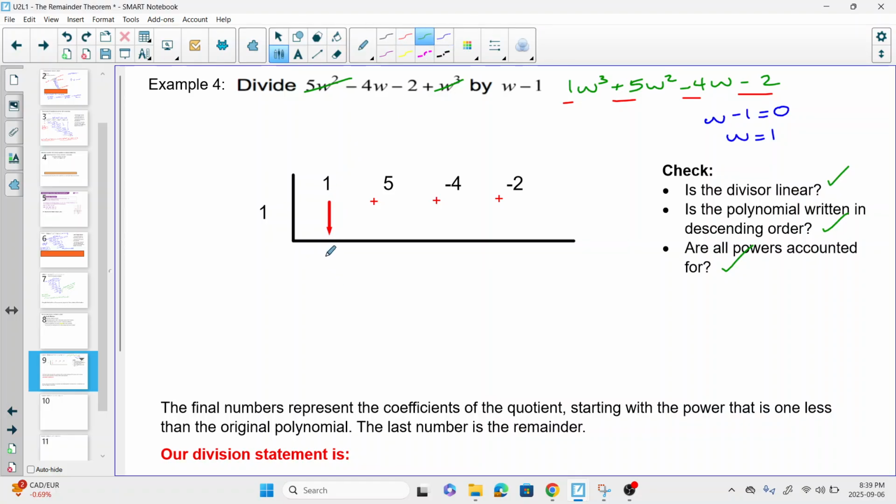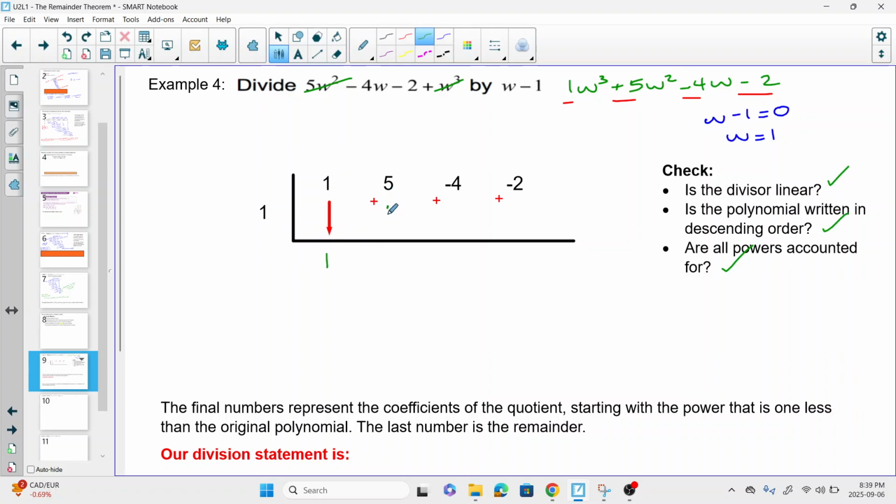Okay, so the first rule is the first number always just gets pulled down. It's a 1 right now because this is a 1, but this number will always get pulled down. So we've got this 1, and now we're multiplying these, so we're doing 1 times 1. And the product there, we're going to put underneath this 5. So 1 times 1 is 1.